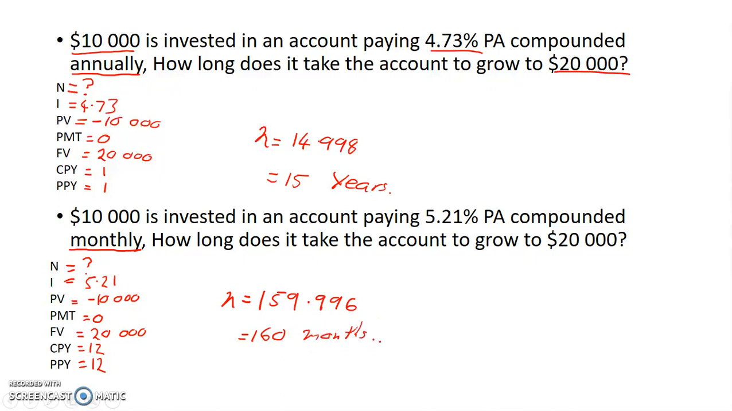And that's perfectly fine if you want your answer in months. It gets a bit more difficult if we need it in months and years, though. So what we're going to do first is take this 160 and work out how many years that is. To do that, I'm going to divide it by the 12 months in a year, and I end up with 13.33.